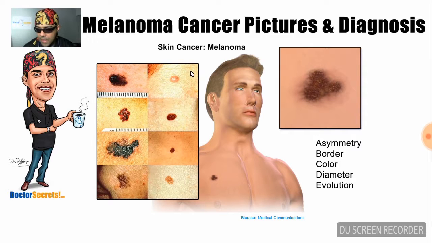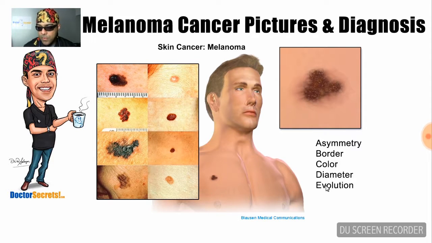The next thing we look at is diameter. How big is it? All these lesions here are small. Typically we say that if you see a lesion on your skin that is more than 6 millimeters in diameter, then you should come see us so we can take a look at it. It just so happens that 6 millimeters is roughly the diameter of a pencil eraser. So if you see something on your skin bigger than that, come and let's take a look at it.